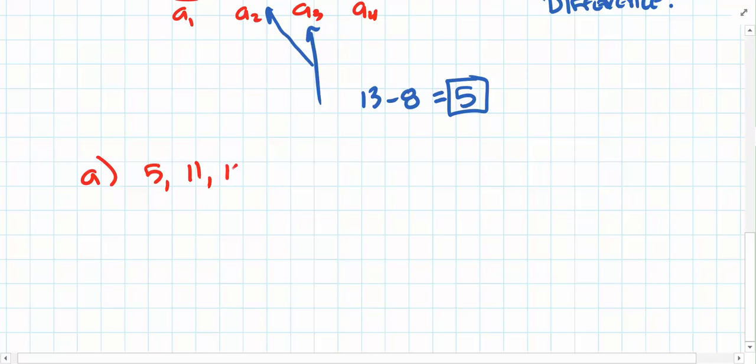You guys tell me, arithmetic or not? Yes or no? Okay, why do you say yes? You guys say yes. How come? Tell me why. The common difference would be what? The common difference would be 6. Okay, let's do example B.